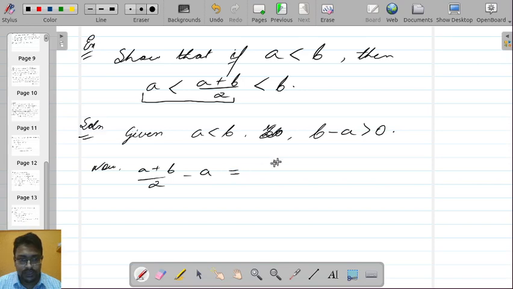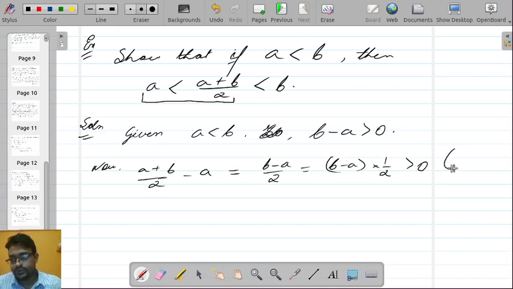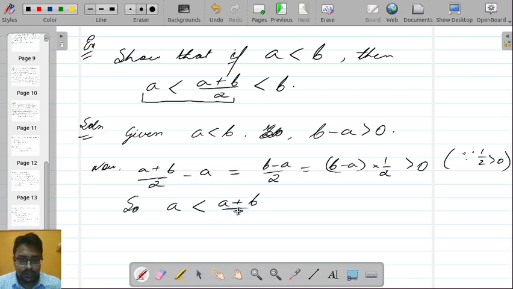a plus b by 2 minus a is actually what? a plus b by 2 minus a, okay, is actually same as b minus a by 2. Okay, so it is b minus a into 1 by 2. Okay, which is positive, since half is also positive. Okay, half is greater than 0. Half greater than 0 and b minus a is greater than 0. Okay, so this minus this is positive. That means a is strictly less than a plus b by 2. Okay, right.